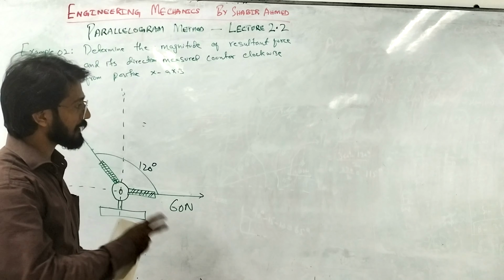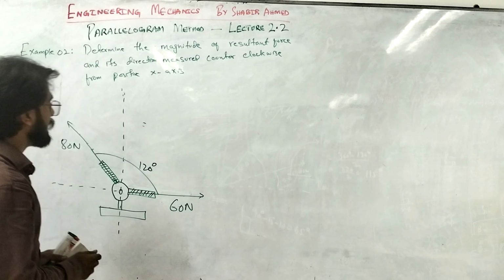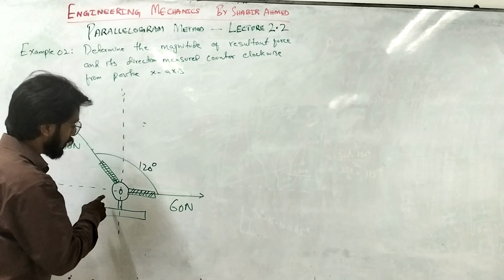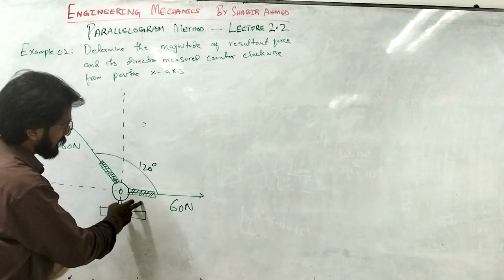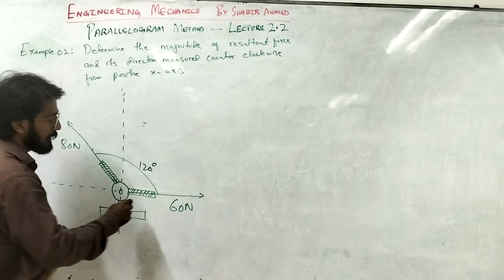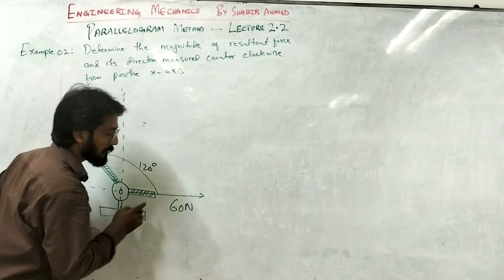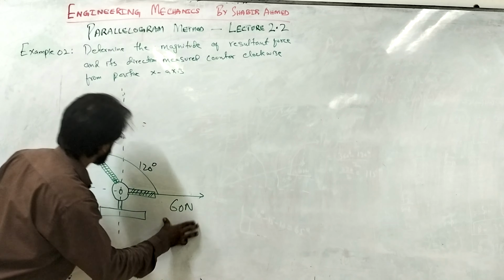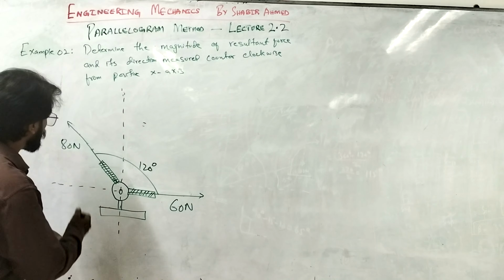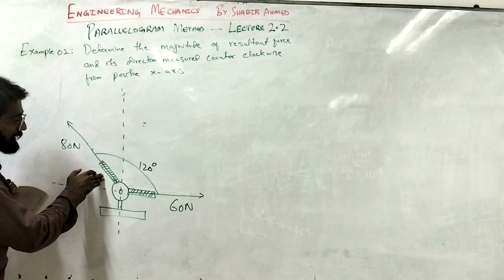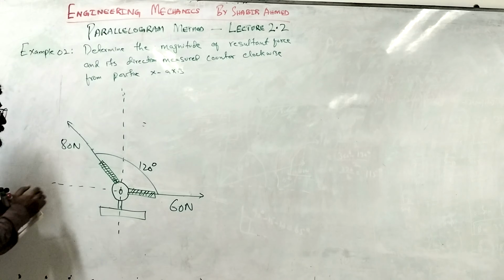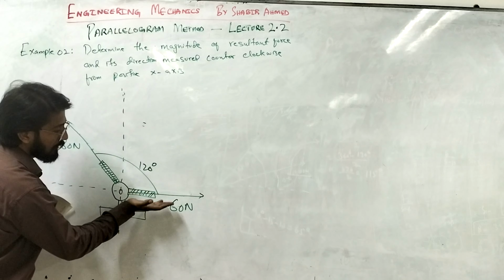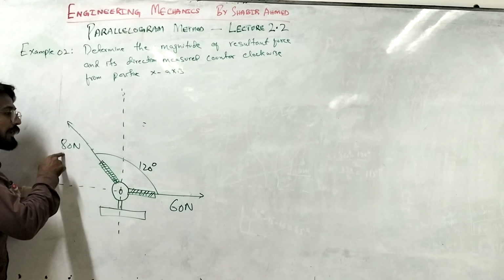Today we have a similar kind of problem as we had yesterday. There is a hook and then there are two cables attached to it. The first cable is on the X plane making a 0 degree angle and it is of 60 Newton. The first force will be of 60 Newton, and then there is a second cable which is making a 120 degree angle with the first one and it is of 80 Newton.